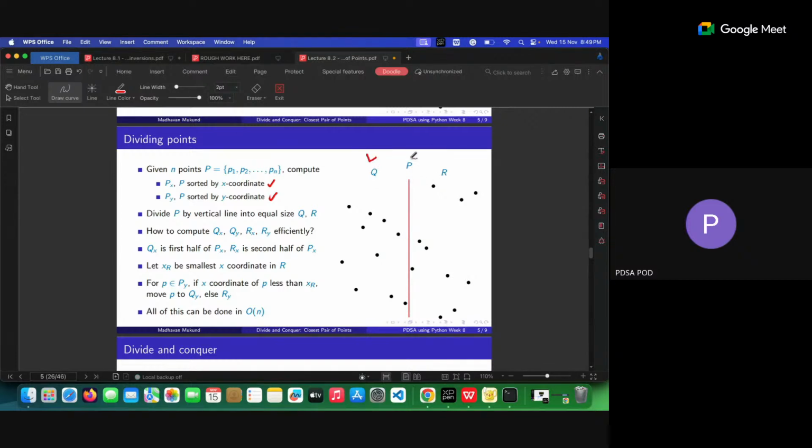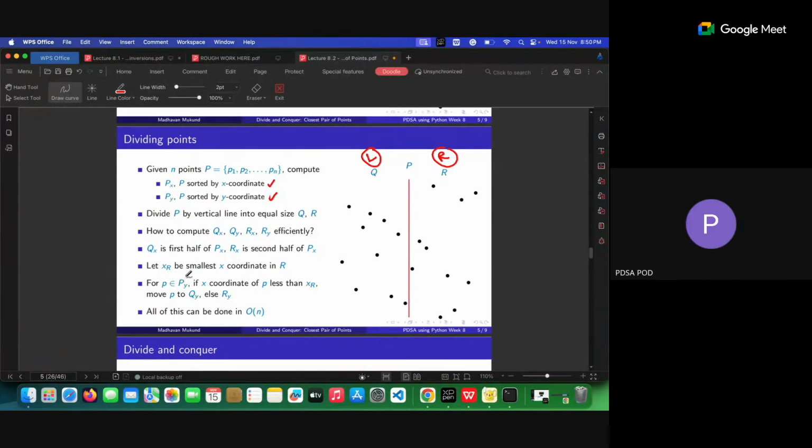This is the left partition and right partition, left half and right half, divided by a vertical line. Here, how do we compute Qx, Qy, Rx, Ry efficiently? Qx is the first half of Px, and Rx is the second half, which is the right one.